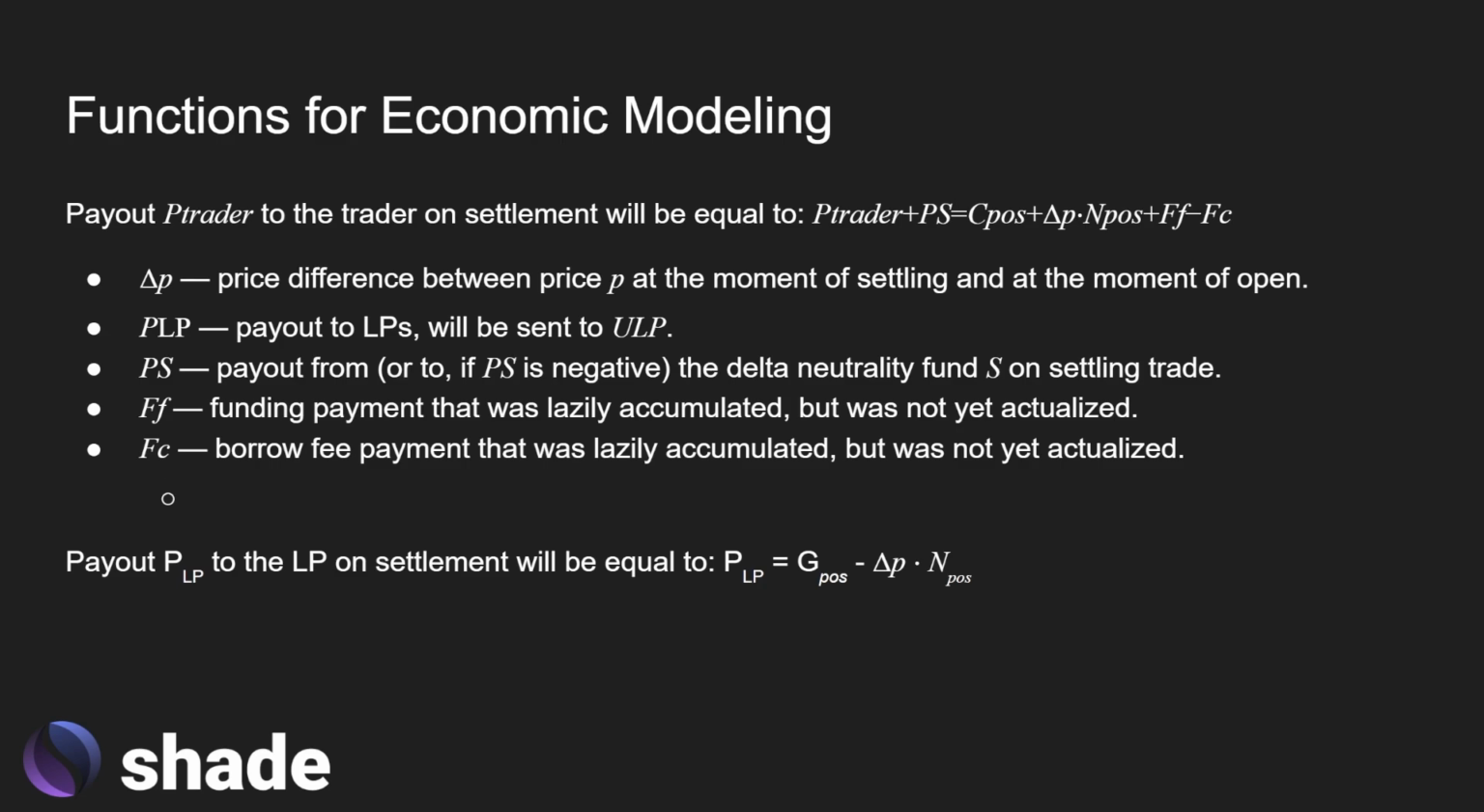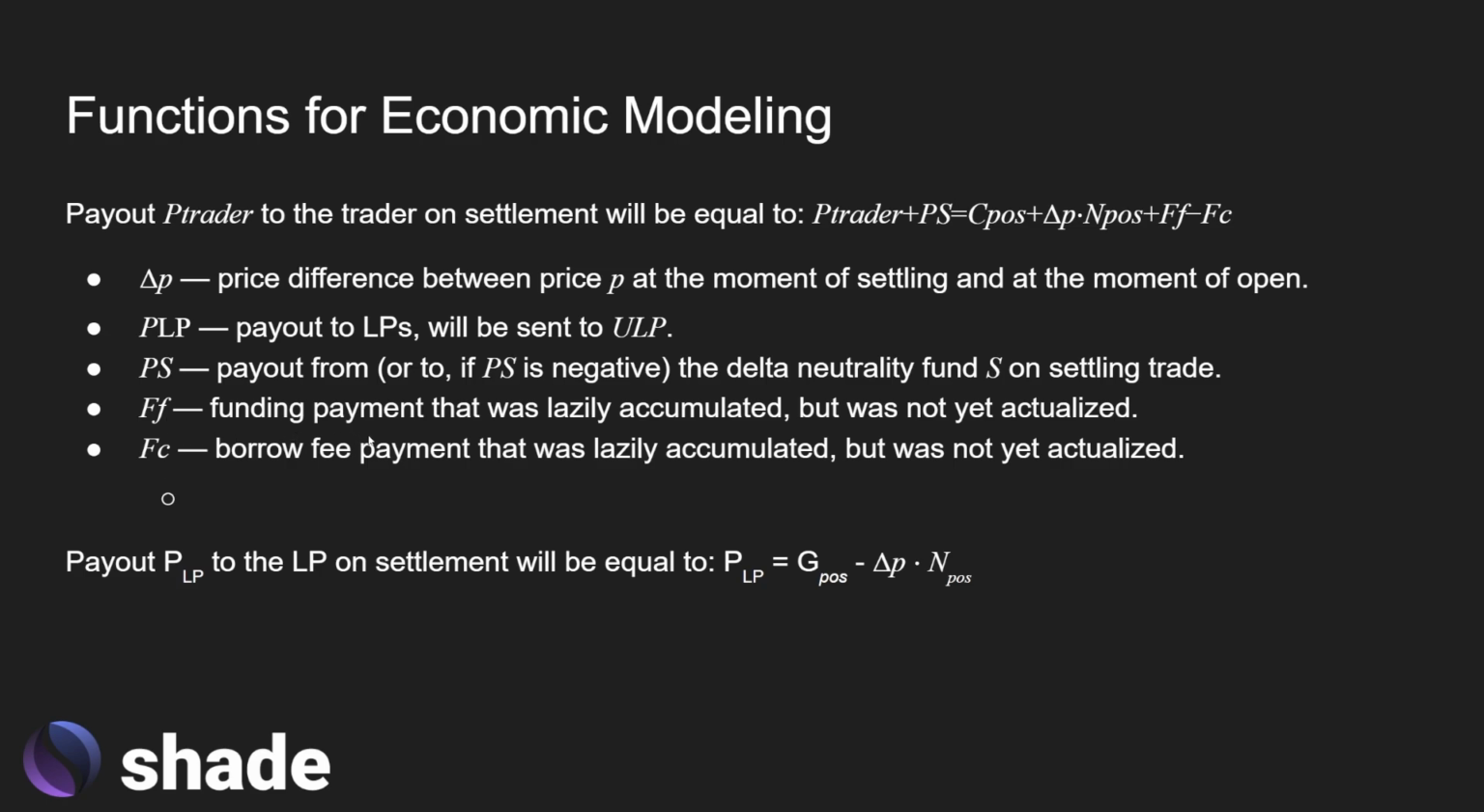And then the payout for LPs on their settlement would be equal to the collateral on the counter side of the trade minus the notional size of the position times the change in price. So one of the big takeaways is you can see the LP payout isn't affected by funding payments, which is defined as F here, and it's not affected by delta neutrality fees paid by traders as well.